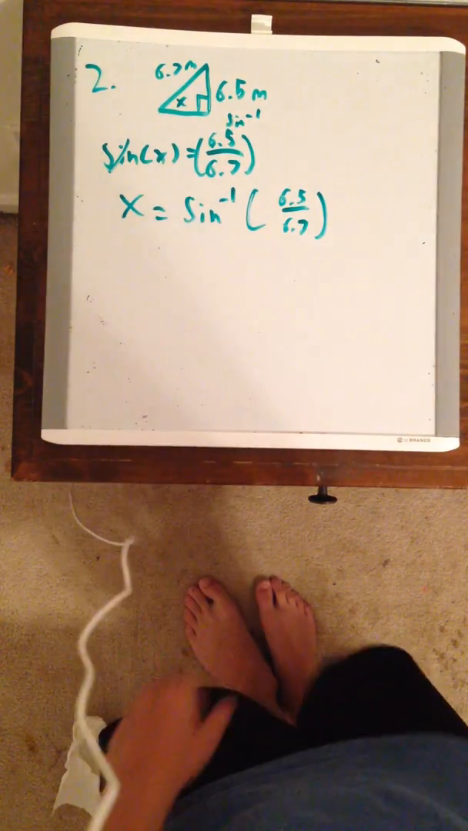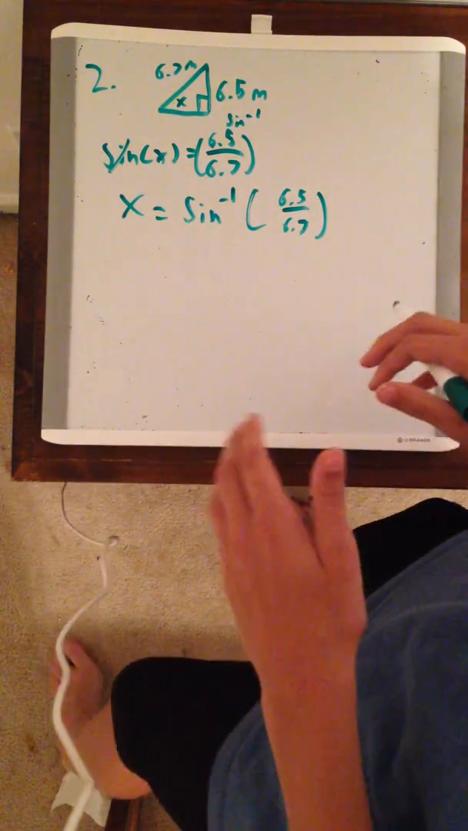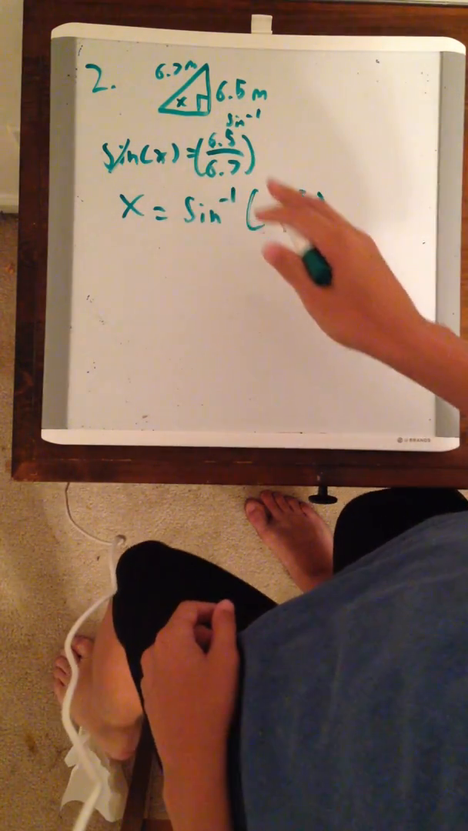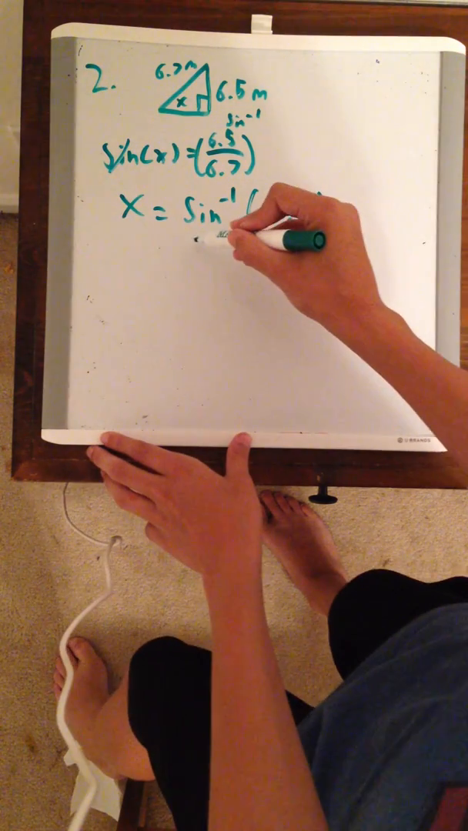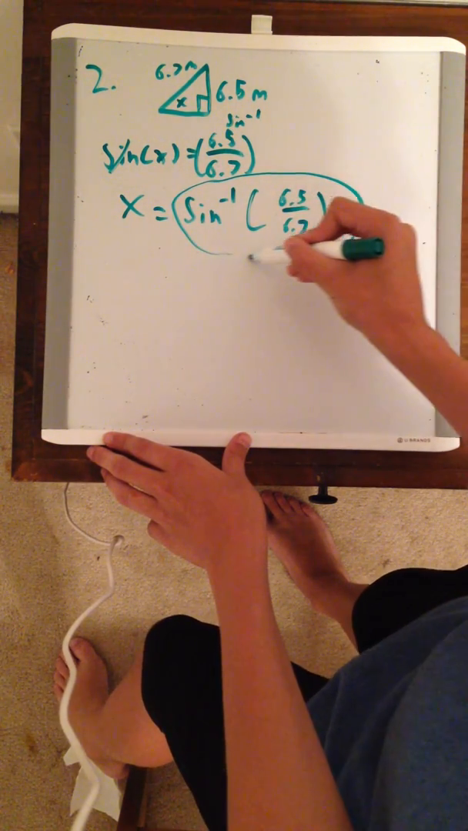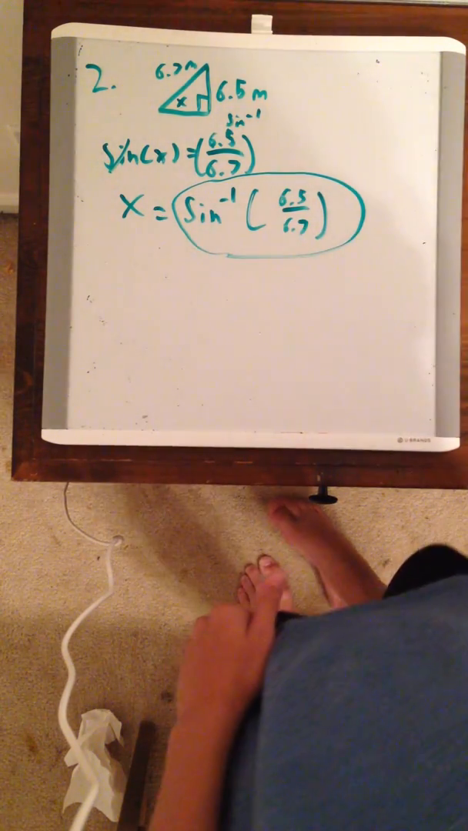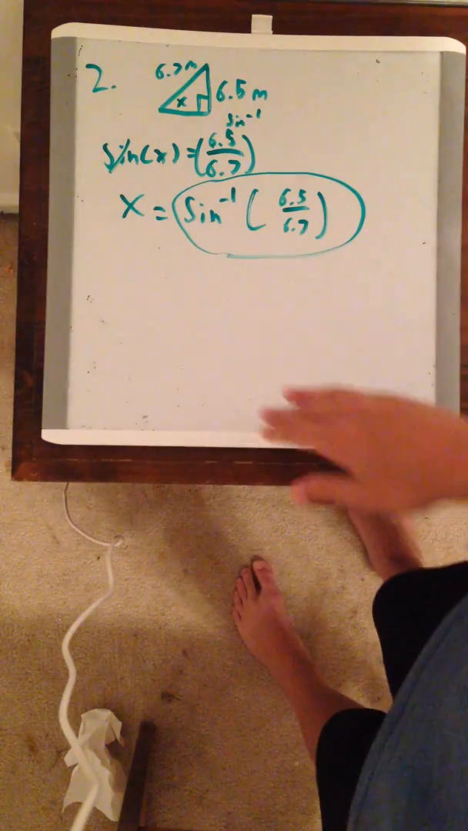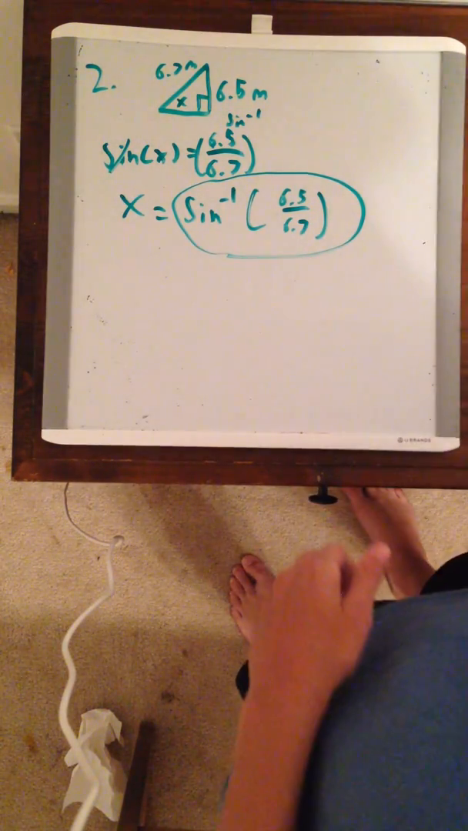And that's your final answer. Because you don't want approximate answers, that's your exact answer. To get rid of sine on this side, do the inverse of sine on that side. And that'll give you just the inverse of sine of 6.5 over 6.7. And that's your angle of elevation that you need to get the ladder connected with the ground onto the branch.